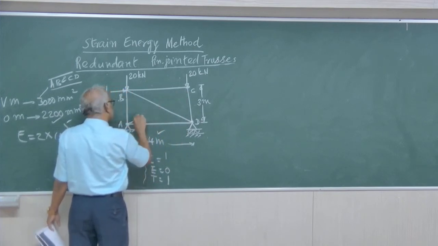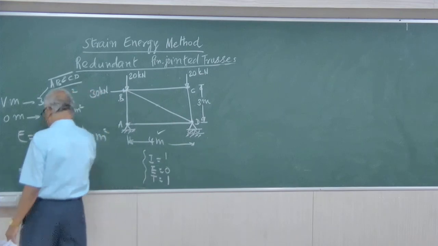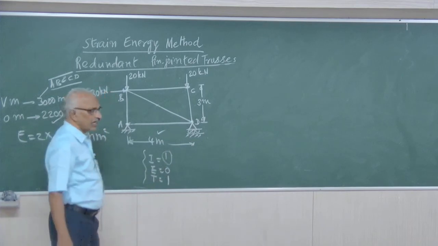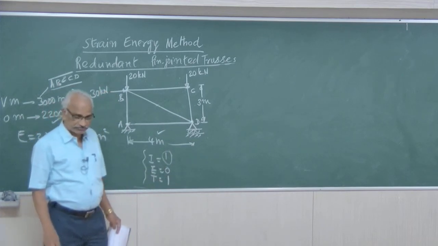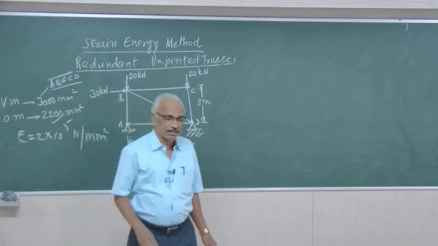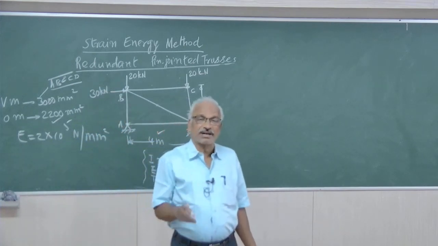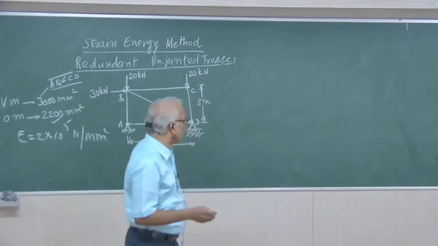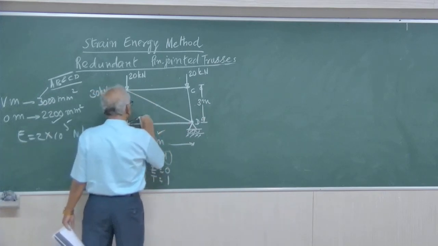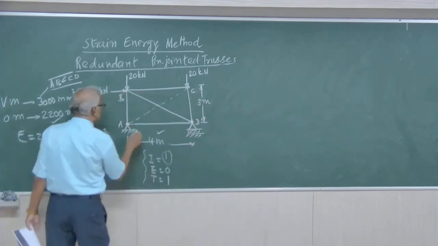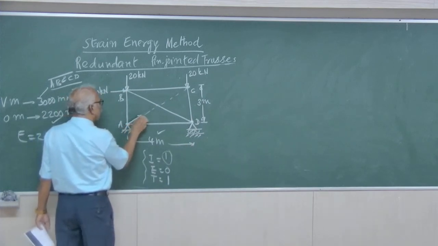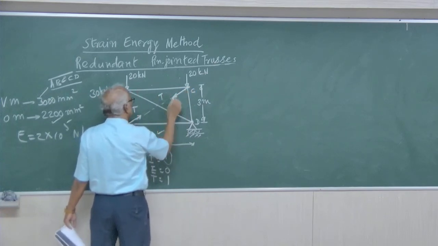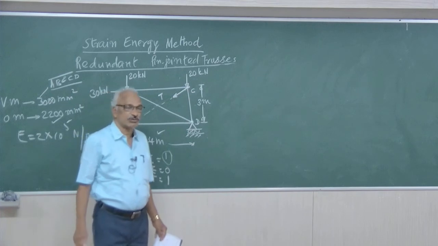So this is the given truss. Now this is the determinate truss. We have removed one member and made the truss statically determinate. Now, in strain energy method, you have to remove the redundant member and apply a tensile or compressive force T along the redundant member. So this is the direction of the redundant member. Along the direction, apply a force equal to T from both sides. This we have to do.